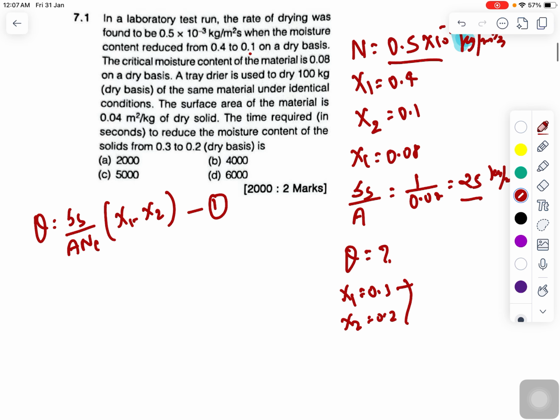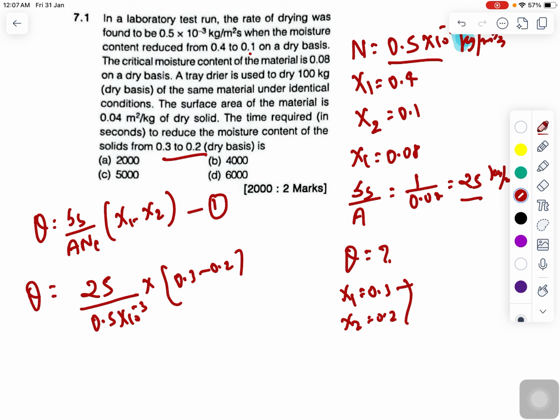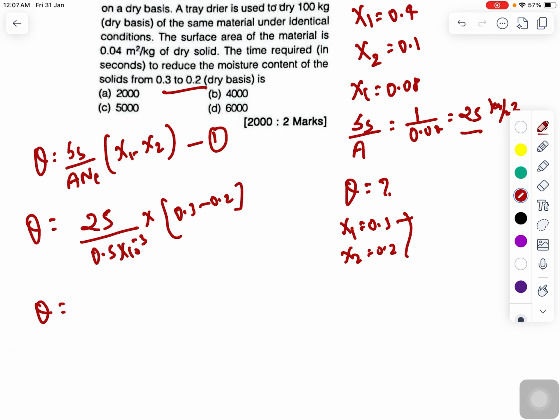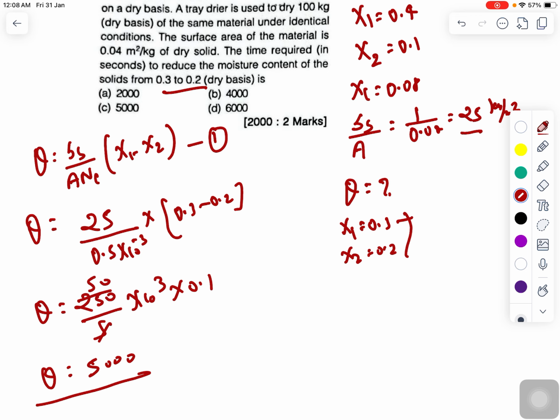So we can directly calculate that theta, that is Ss by A Nc, is 25 divided by N, which is in kg per meter square second, that is 0.5 multiplied with 10 to the minus 3, and the moisture content is being reduced from 0.3 to 0.2. Is that clear? So now we can directly calculate theta equals 250 divided by 5 multiplied with 10 to the 3 into 0.1, and obviously theta can be written as 5000. So from here your option C will be the correct answer.